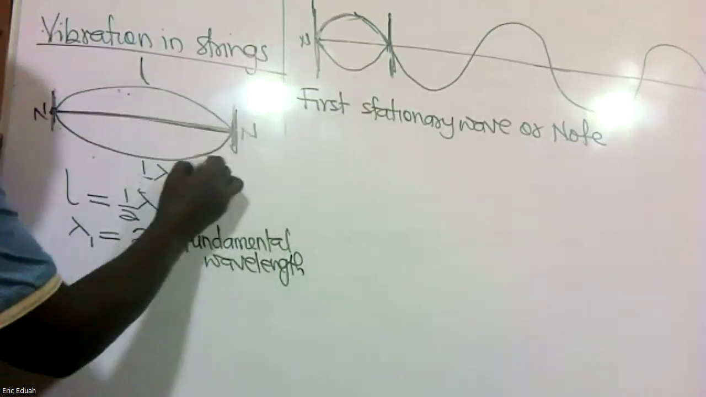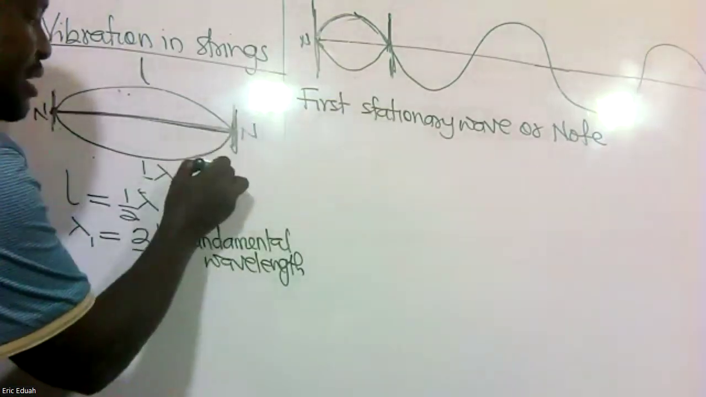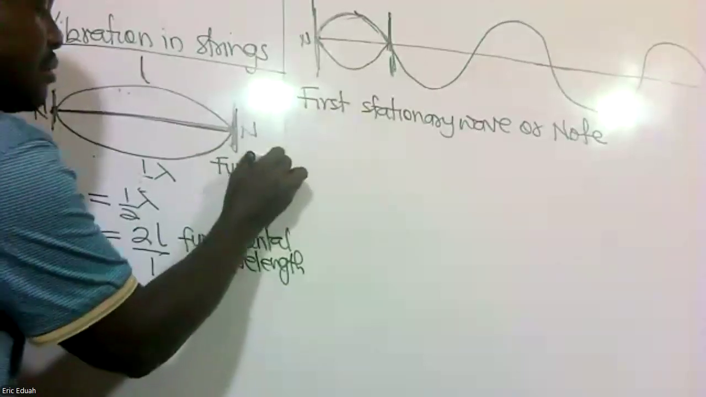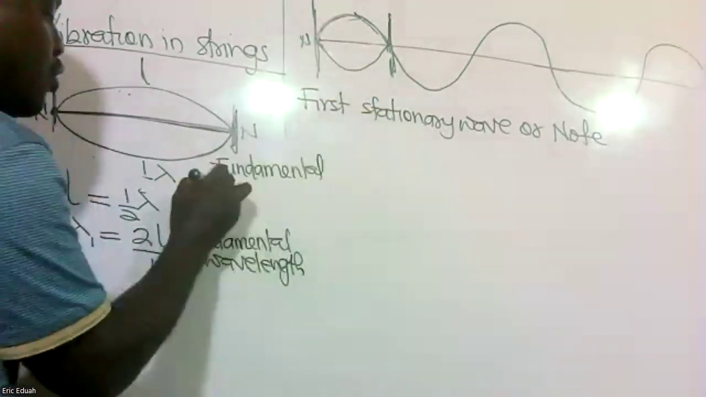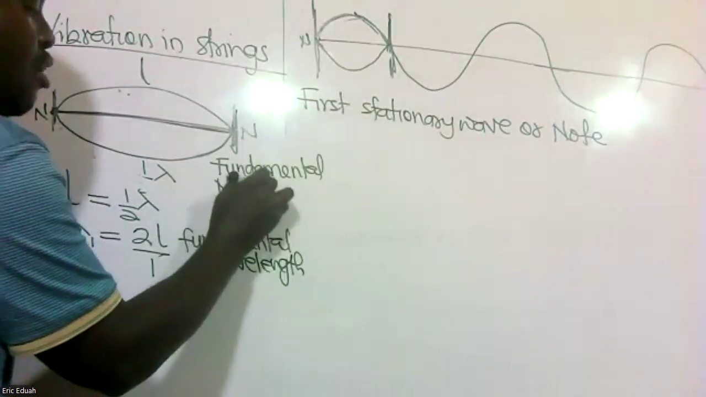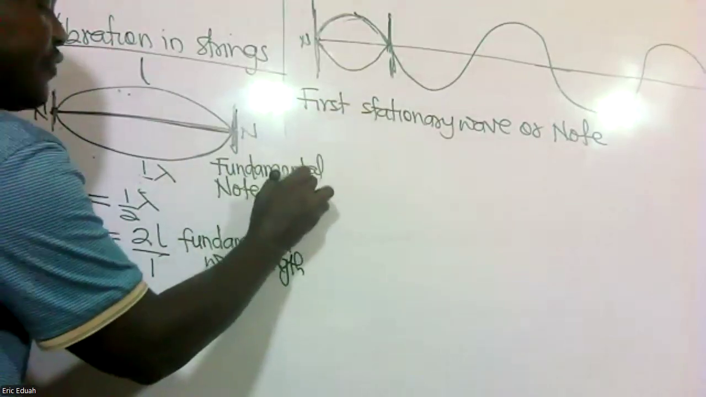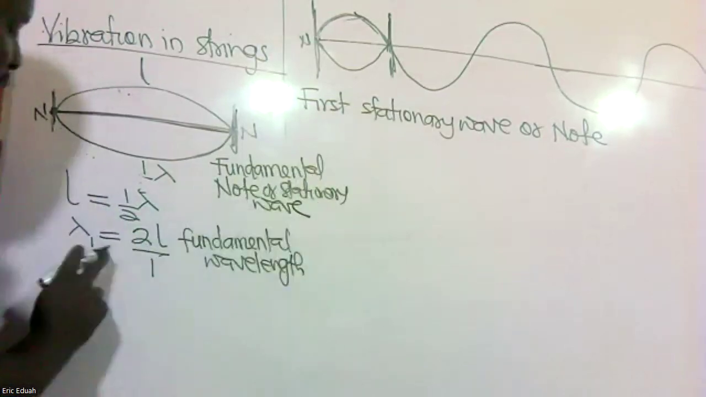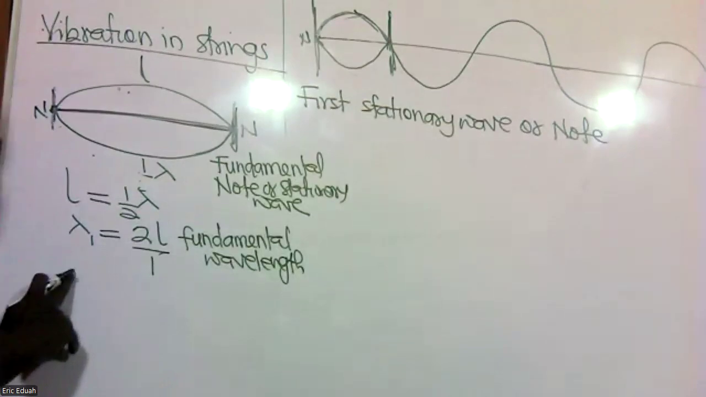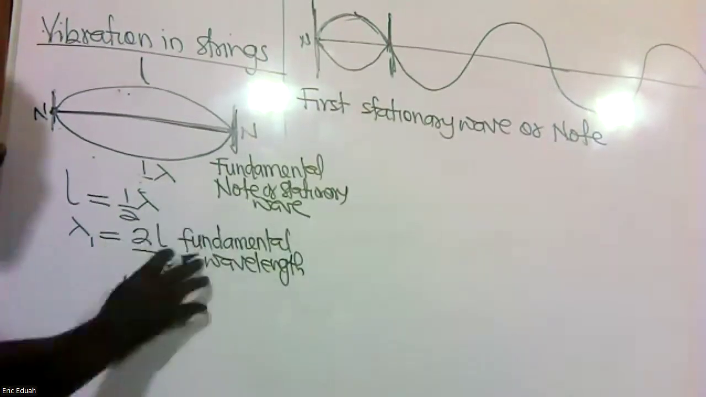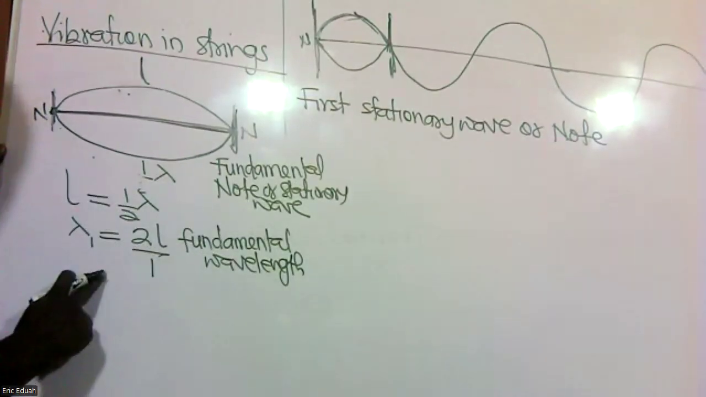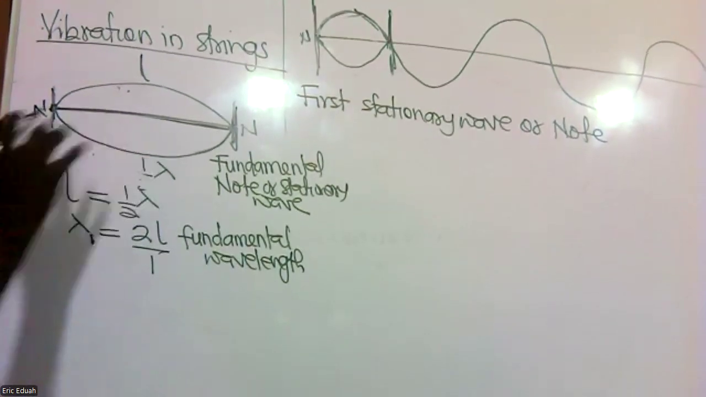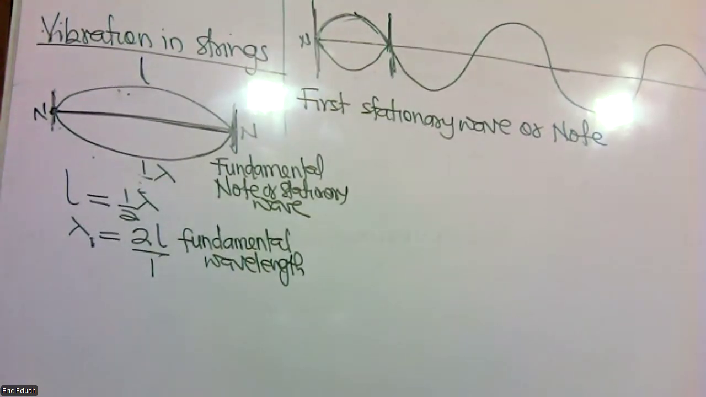Because this is a fundamental note, this is the foundation, the beginning, fundamental note or stationary wave. This wavelength is also known as the fundamental wavelength. So this becomes that special wavelength which forms this stationary wave.